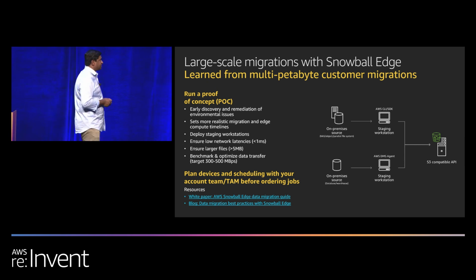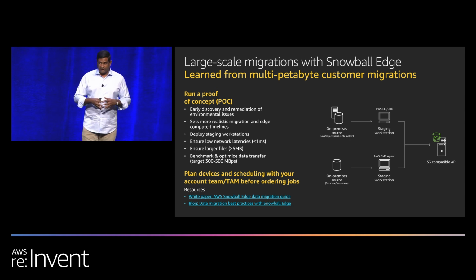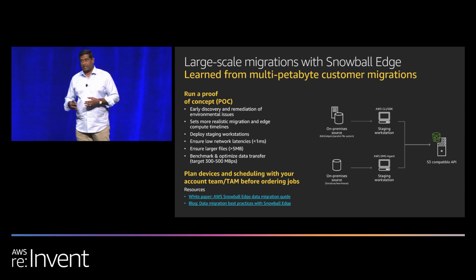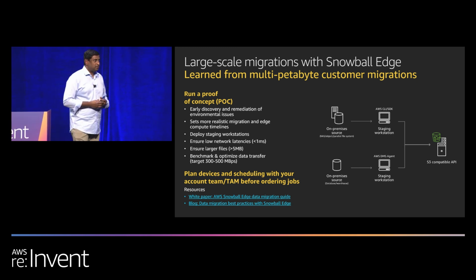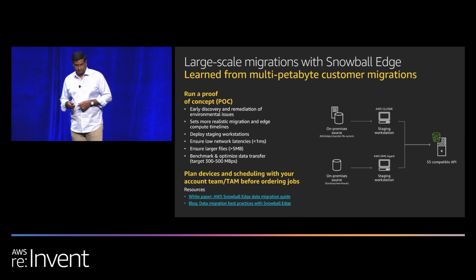Again, making use of staging workstations, ensuring you have good network connectivity. This is internal network connectivity, so you can connect the Snowball Edge device or the Snowball device for the data transfer. Benchmarking the data throughput and copy onto the Snowball Edge devices and the Snowball devices. Again, that sets up realistic timelines for you.